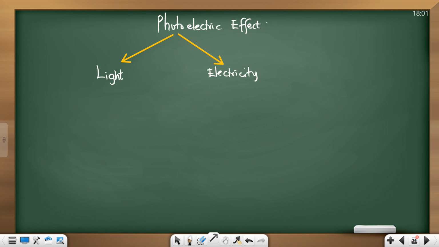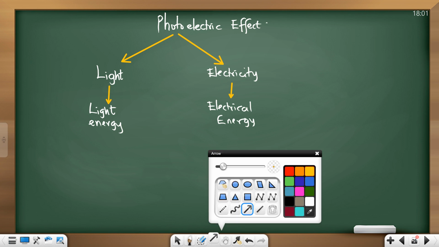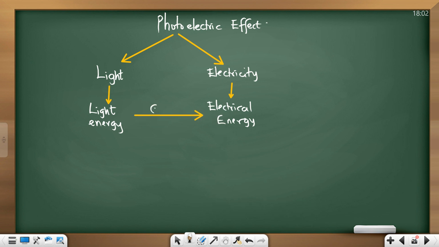All right. So when we talk about light, what type of energy are we talking about? Light energy. And when we talk about electricity, what are we referring to? Electrical energy. Now, this is a hidden question that examiners will ask you. What type of conversion takes place during photoelectric effect? Light energy to electrical energy. So these are simple things that examiners want from you. Conversion. So we are converting light.